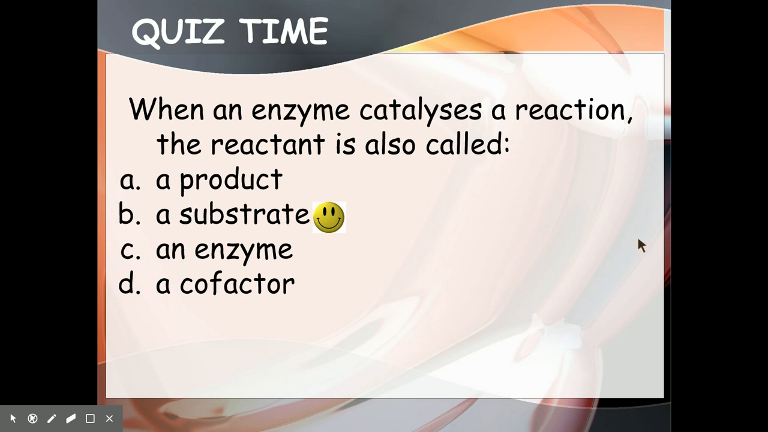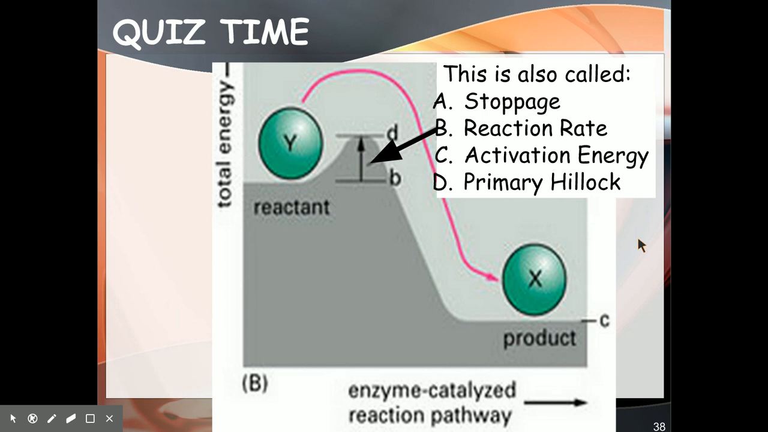Remember, substrates go in, they're going to join with your enzymes. This is also called, pointing to that little hill right there that reactants need to overcome in order to get formed into products. Is that stoppage, reaction rate, activation energy, or the primary hillock? That is your activation energy. So that graph right there is showing you how much energy needs to go into the reactants to break those bonds in your reactants so that they can be reformed in the products. That's activation energy.